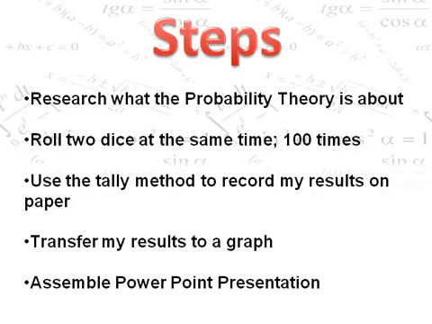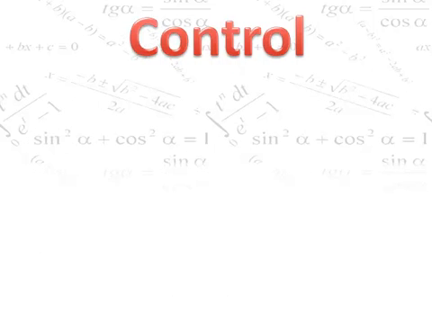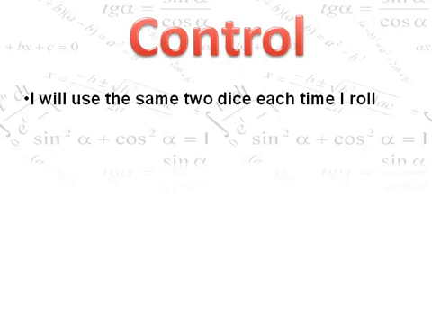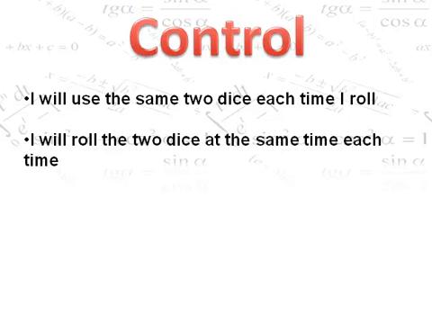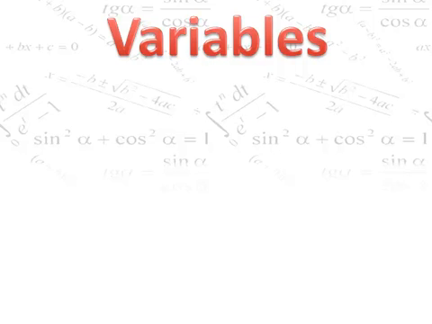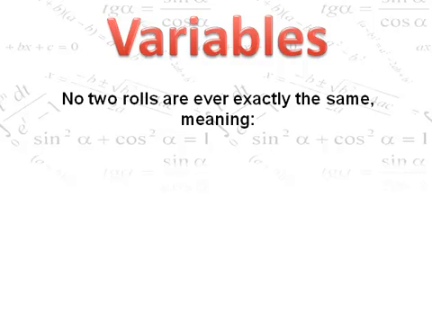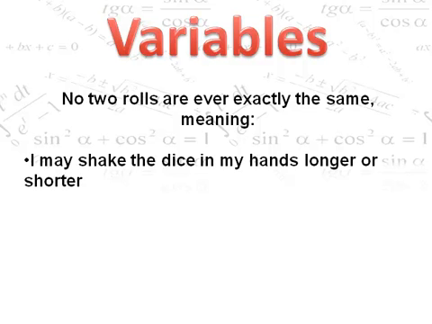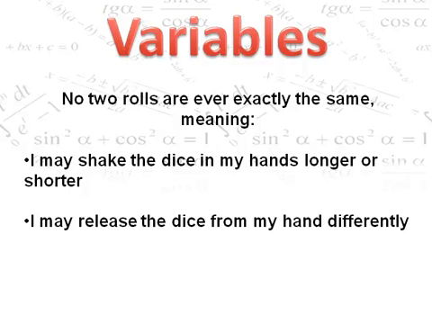Assemble a PowerPoint presentation. The controls of my project were: I will use the same 2 dice each time I roll. I will roll the 2 dice at the same time each time. I will roll the 2 dice on the same surface each time. The variables of my project were: no 2 rolls are ever exactly the same, meaning I may shake the dice in my hand longer or shorter. I may release the dice from my hand differently.